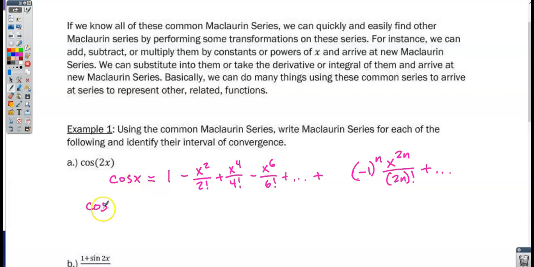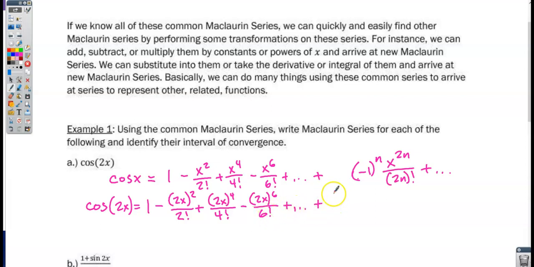So my series for cosine of 2x is going to be 1 minus the quantity 2x, quantity squared, over 2 factorial, plus the quantity 2x to the 4th over 4 factorial, minus the quantity 2x to the 6th over 6 factorial. And I didn't specify the number of terms that I wanted here, so let's just write 4 and the general term.